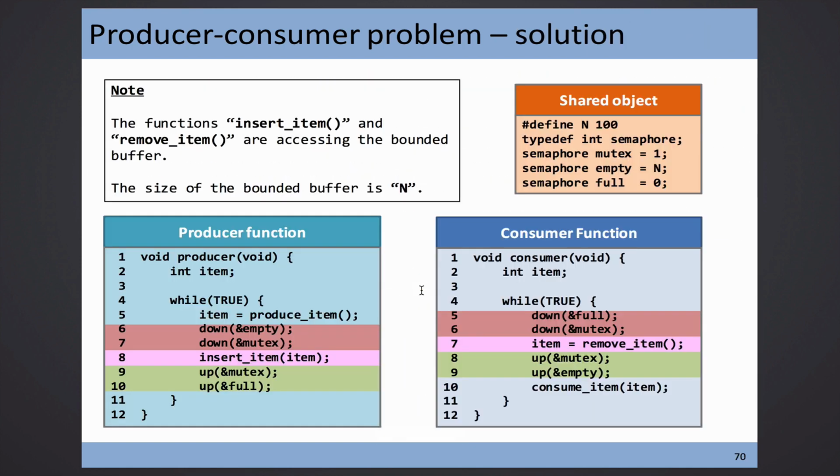Can you find a binary semaphore? Which one is binary semaphore? Remember, usually binary semaphore, the initialization is equal to 1. So what is the variable name with initialization 1? No one finds it? What is the name?